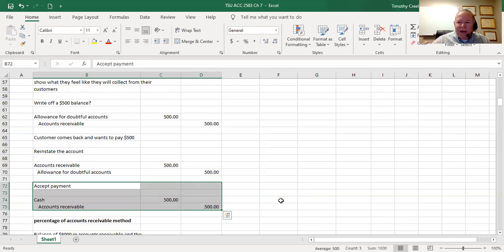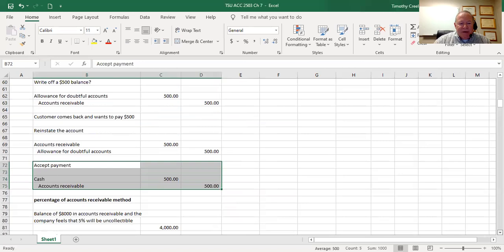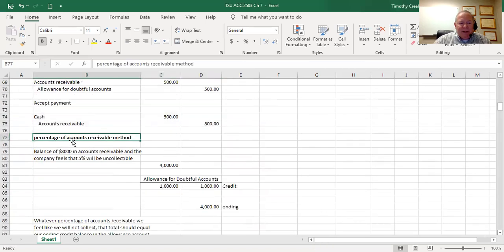So the one method is percentage of sales. And all we do with this is just whatever percentage of sales that we feel like we're not going to collect, we would basically just write off. Now, what about the percentage of accounts receivable method? This would be basically the percentage of accounts receivable method.